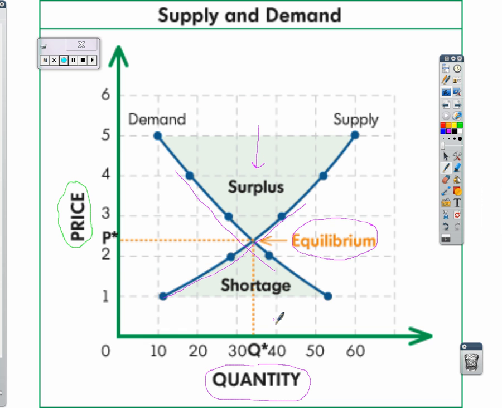surplus, and notice there, shortage. The two very important words that go along with supply and demand, because your supply and demand will increase or decrease your product. Let's go on.